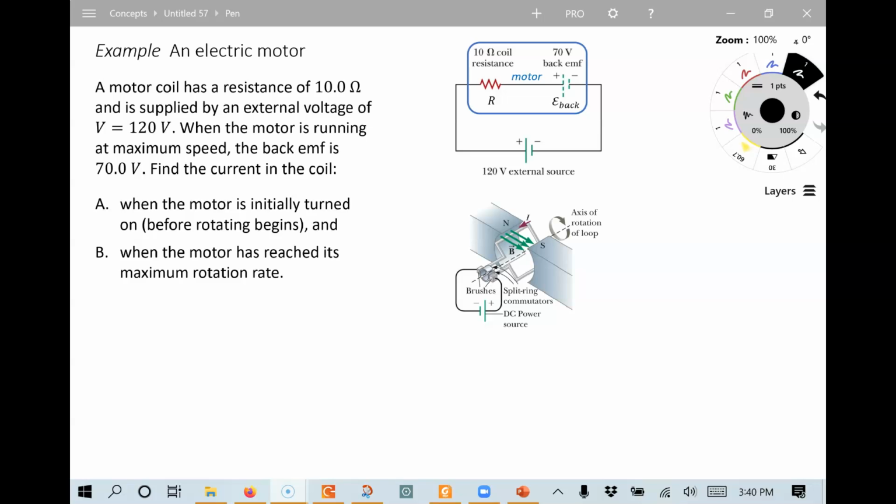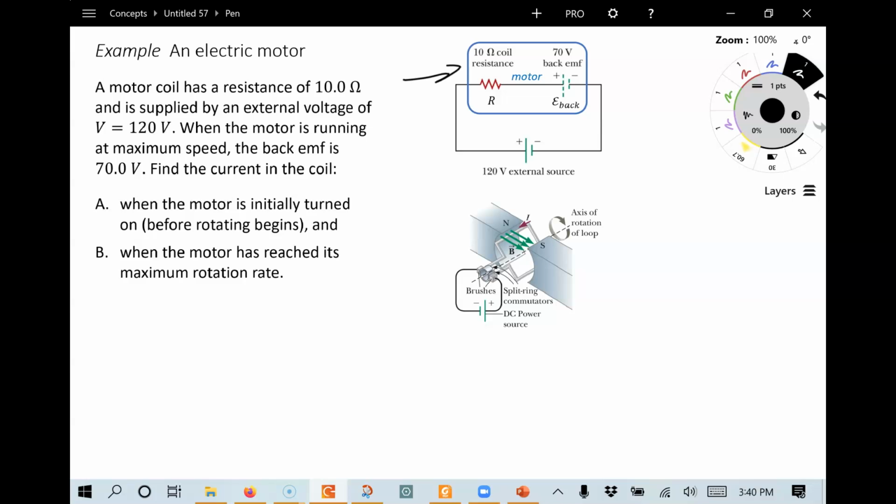It turns out that a motor can be modeled. If you look at this picture here, we've circled this thing in blue. We consider that the motor, and we can model that as two components, a resistor and a back EMF that are in series and also in series with the battery, the external voltage source.